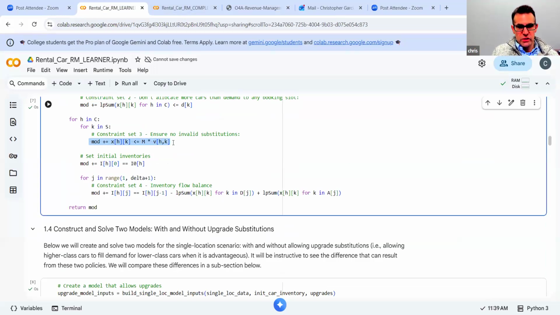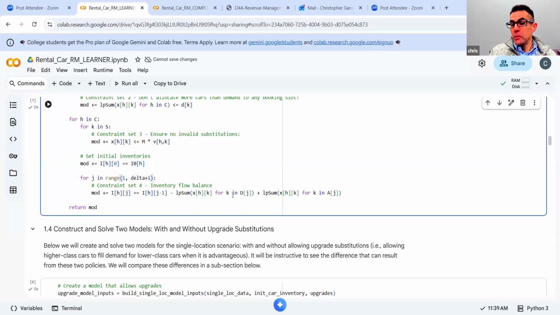Then we'll add our next constraint, again a double for loop, to ensure that we don't have any invalid substitutions. Next, we're going to set our initial inventories. Remember, I is a decision variable, even for index 0. To set my day 0 inventories, we can think about day 0 as the preconditions before the actual time horizon starts. I'm going to set those for each car class H: IH0 is going to be the inventory 0 that comes in as a parameter.